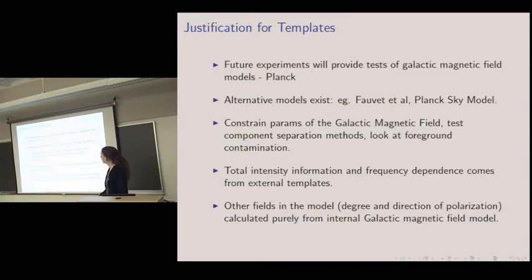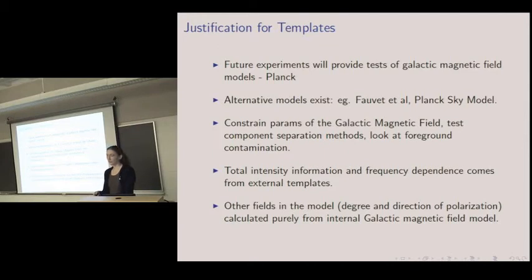So why do we need these foreground templates? Future experiments such as Planck will provide very accurate tests of the galactic magnetic field model, and models such as this could be used to constrain the large-scale parameters of the galactic magnetic field. However, there are several alternative models. There was a model by Fosalba et al. a few years ago, and the FIRESKY model has just been released, or a paper describing it has just been released. Hopefully these models will be used to constrain parameters of the galactic magnetic field. However, they could also be used to test component separation methods.